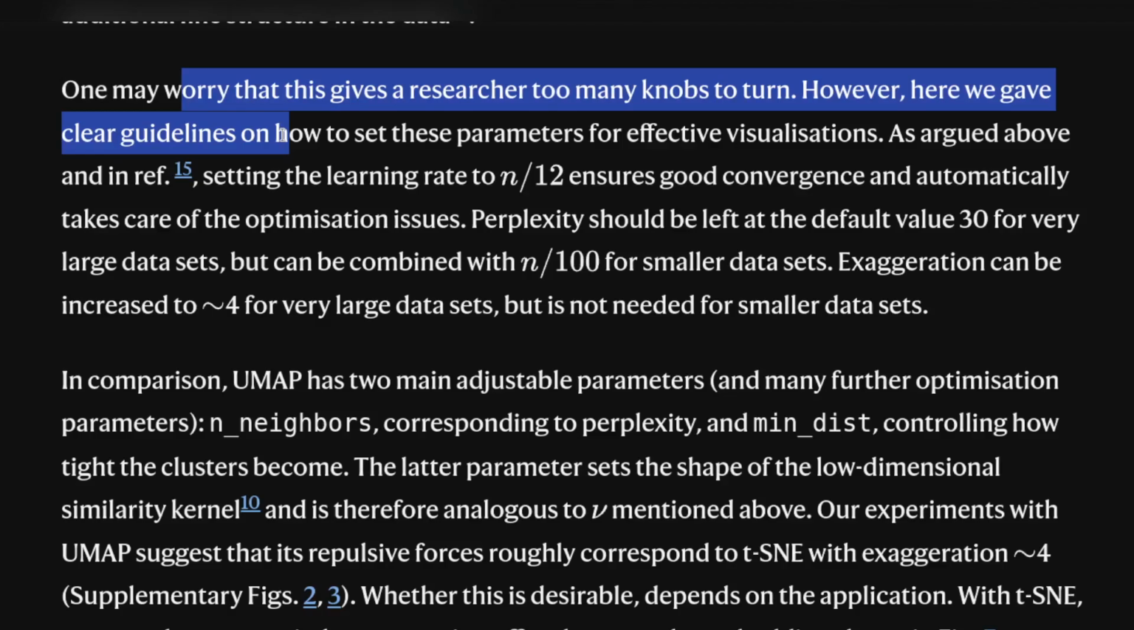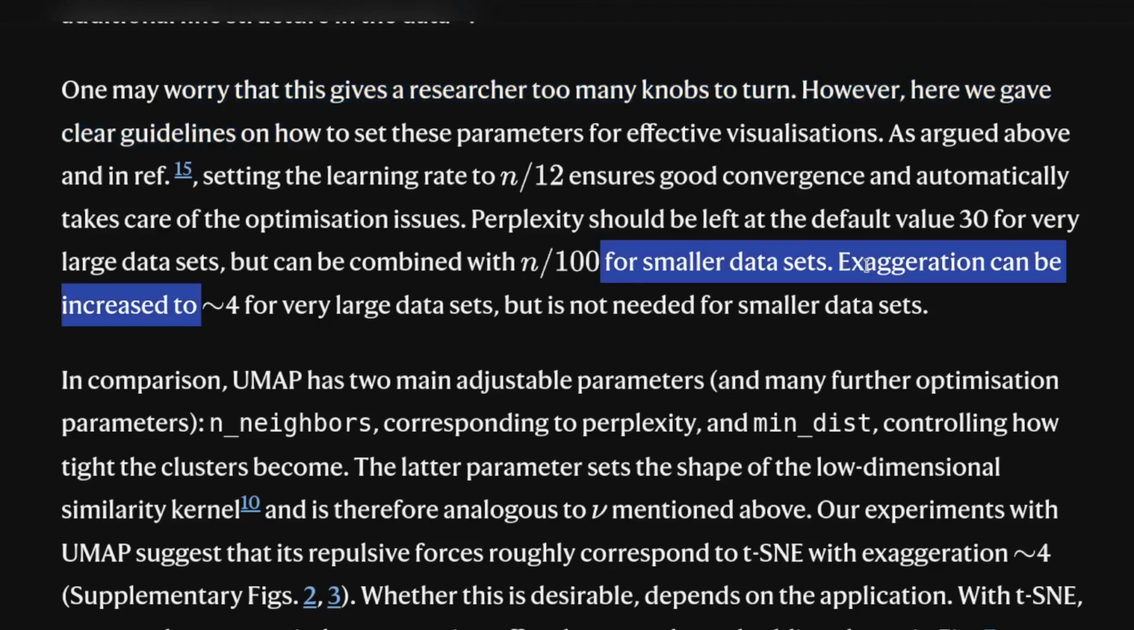One may worry that this gives a researcher too many knobs to turn. However, here we gave clear guidelines on how to set these parameters for effective visualizations. As argued above and in Ref 15, setting the learning rate to n/12 ensures good convergence and automatically takes care of the optimization issues. Perplexity should be left at the default value 30 for very large datasets, but can be combined with multi-scale perplexity for smaller datasets. Exaggeration can be increased to 4 for very large datasets, but is not needed for smaller datasets.